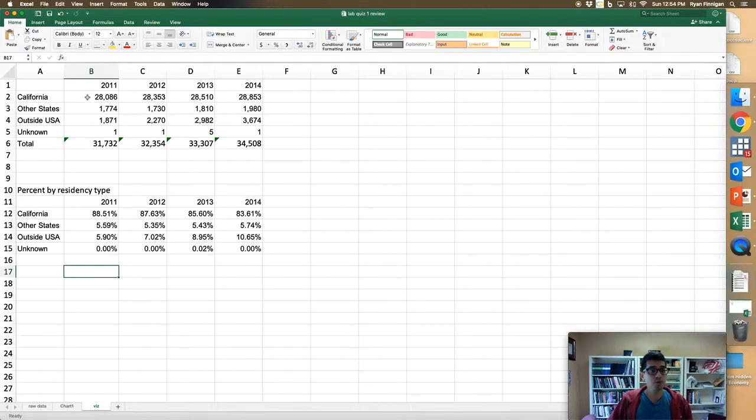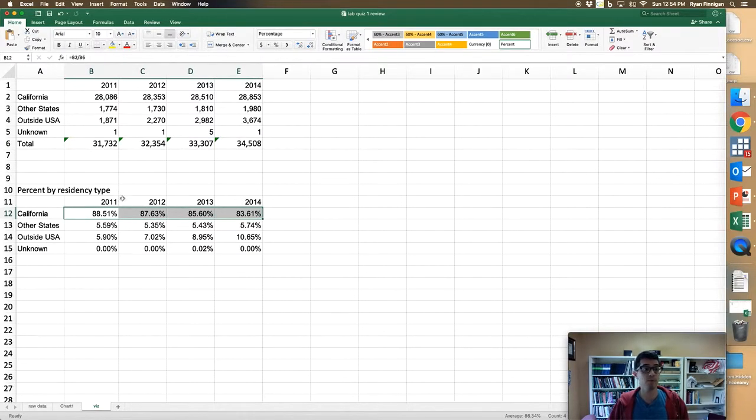One thing that's also true is that the total number of Californian students has not declined. So in 2014, there were 28,853 Californian students, versus 2011, there were 28,086 students from California. So the number of Californians didn't go down, it's just that the total number of students went up, but the total number went up more than the number of Californians. And so the relative number, the percent of Californians went down.